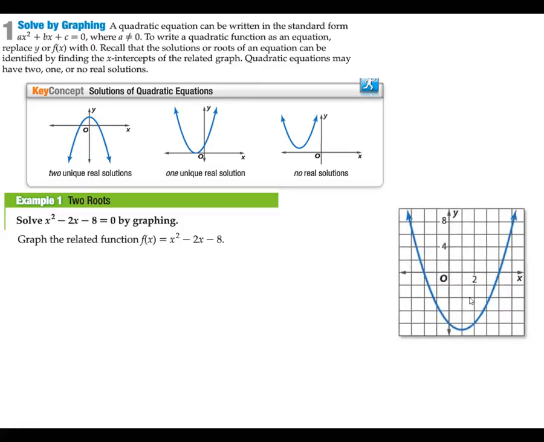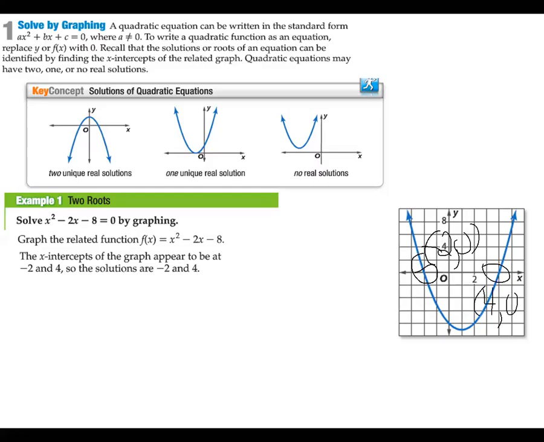And you can see the vertex is at positive 1. And you can see the graph crosses the x-axis 2 times. So the x-intercepts right here and right here of the graph appear to be at -2 and 4. So we would say that the solutions to the equation are -2 and 4 because those are the values that make the y-coordinate 0. Like this point would be -2, 0. And this point would be 4, 0.